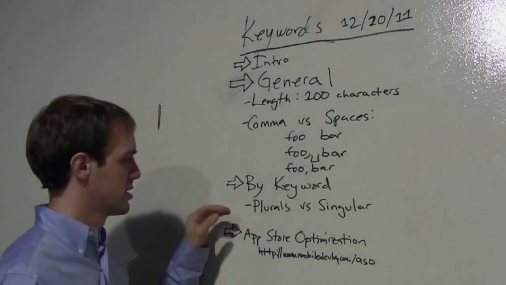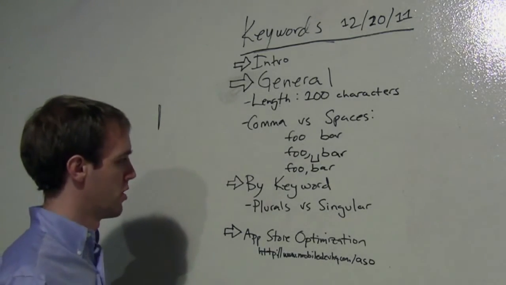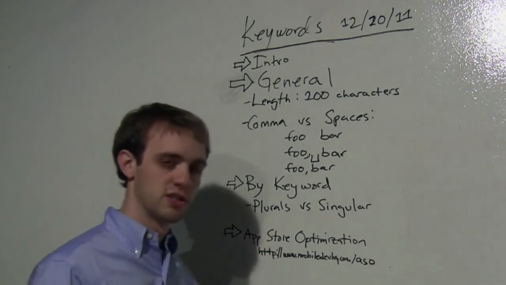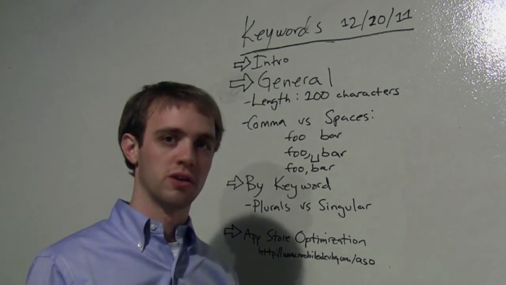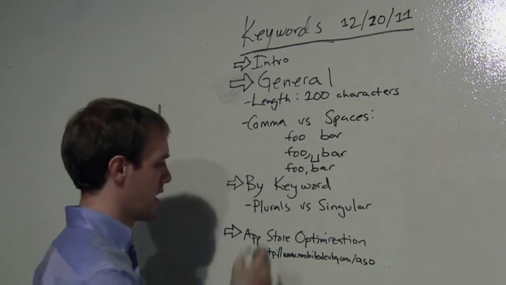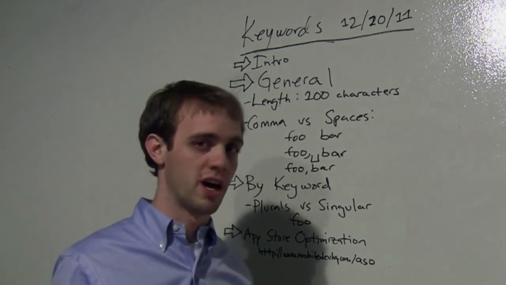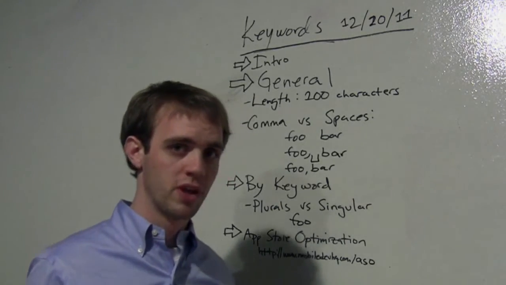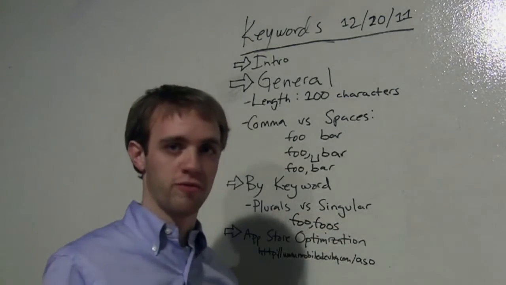So the next thing I want to talk about is around a specific keyword. So in this case, let's talk about foo. A big thing that's interesting to note is that Apple does a really poor job of understanding stemming and plurals versus singulars, right? So if I have foo, I may or may not rank for foo, but I certainly won't rank for foos. But if I have foo comma foos, now I will explicitly rank for both foo and foos.